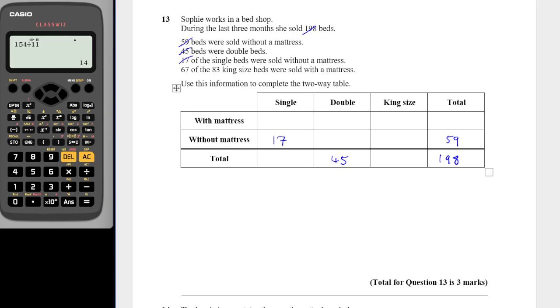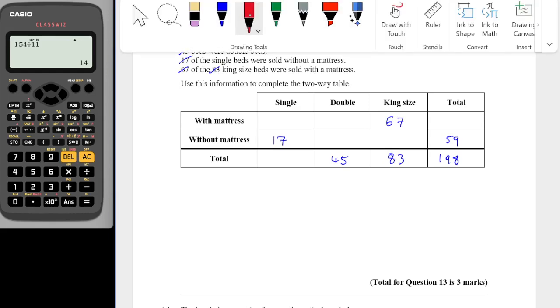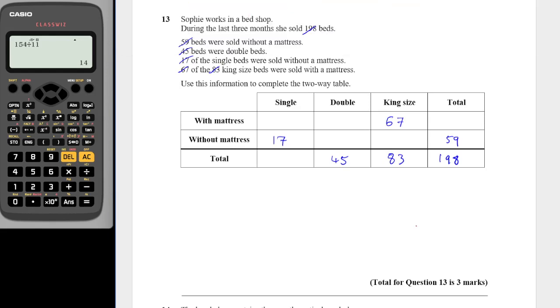And then the final bit is a double piece of information on the same line. 67 of the 83 king-size beds were sold without a mattress, so that means that I can put a 67 there and 83 there. So now I've put all the information from the question into the two-way table, and then I'm going to switch pen just to show I'm now going to work on the other bits of information. So I'm going to start over here.